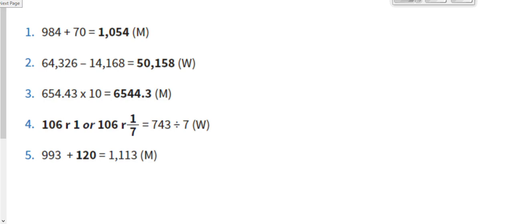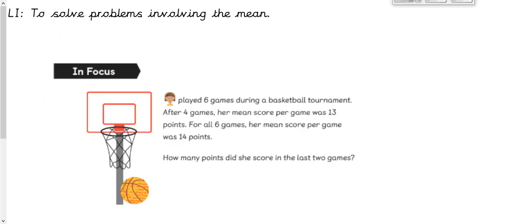Right, let's crack on. So, learning attention, solve problems involving the mean. And you do it by looking at this problem. So this girl played 6 games during a basketball tournament. After 4 games, her mean score per game was 13. 4 games, mean score of 13 points. For all 6 games, her mean score was 14 points. How many points did she score in the last 2 games?